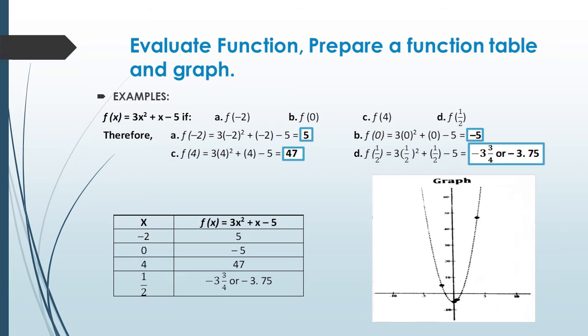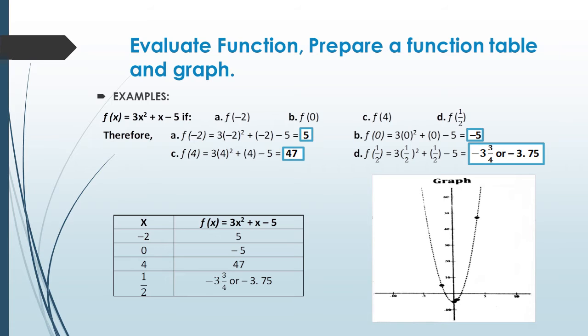f of negative 2 is equal to 3 times negative 2 squared plus negative 2 minus 5. So, the final answer in letter A ay positive 5. Kung mapapansin niyo po class, sinubstitute ko na po lahat ng value ng x dito sa ating given. Okay, letter B. f of 0 is equal to 3 times 0 squared plus 0 minus 5. So, the answer is negative 5.